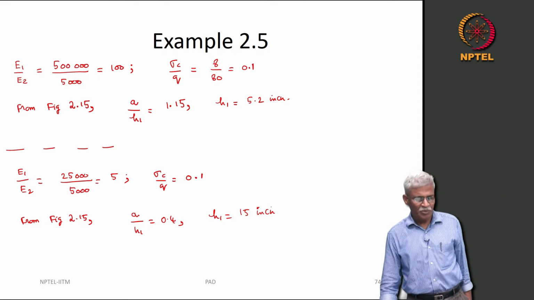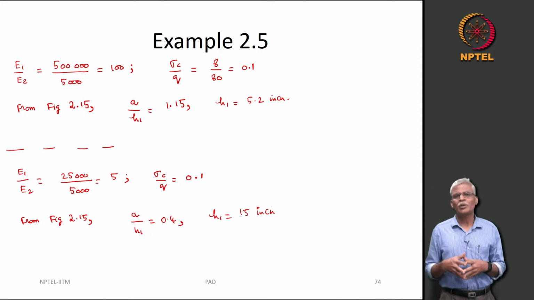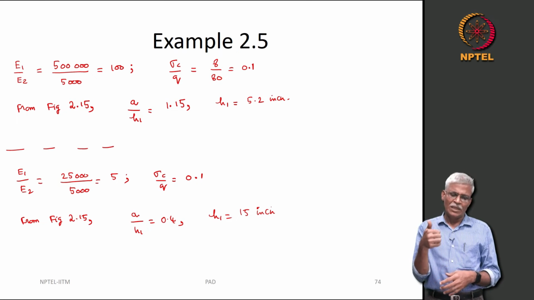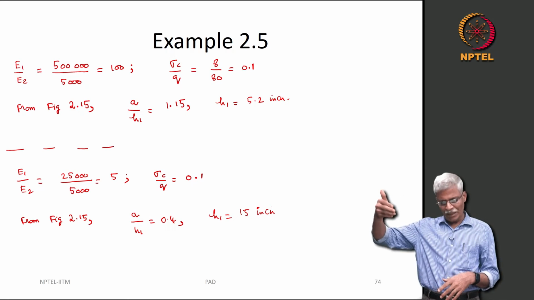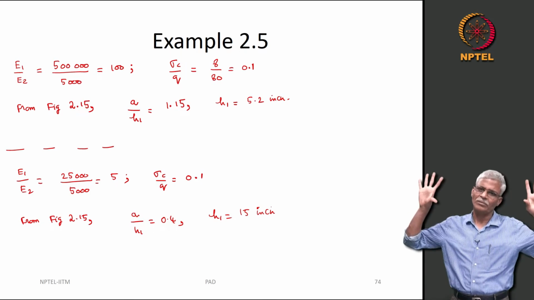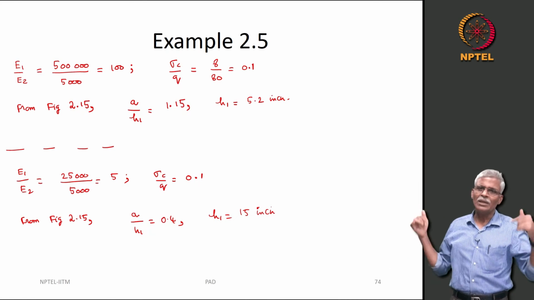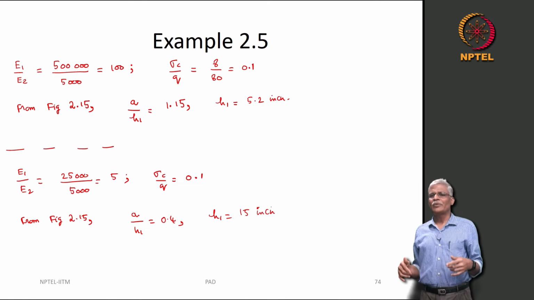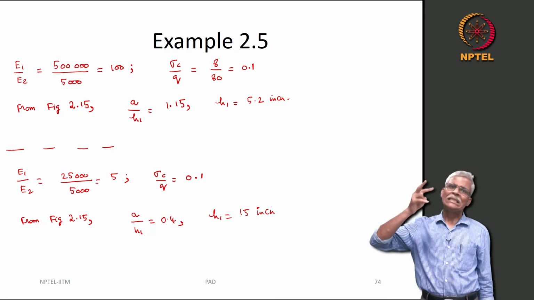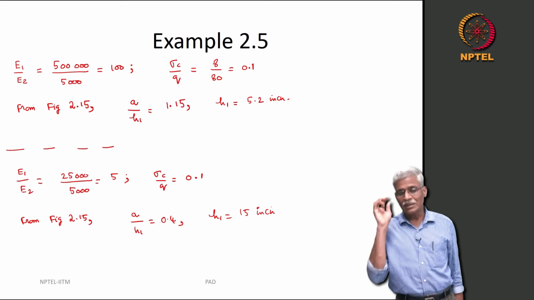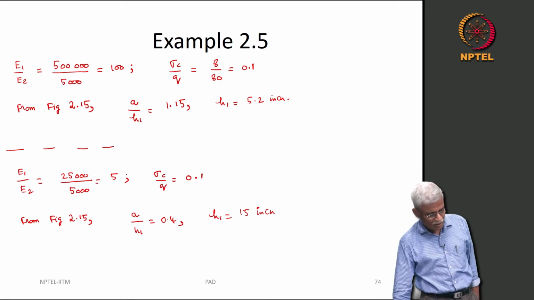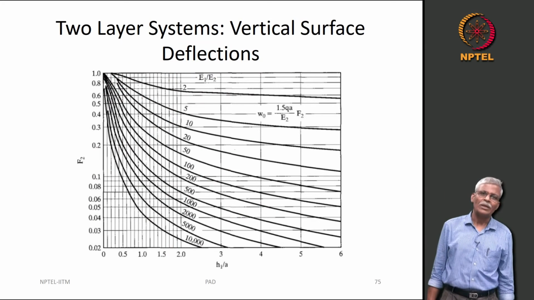Now, what does this simple problem tell you? It tells you that for any given interface stress, if you use a very high modulus material, it is enough if you provide some thickness, 5 inches. On the other hand, if the modulus value substantially reduces, you need to provide 3 times the thickness that is required. So, it is going to be 15 inches. That is what this particular problem tells you.